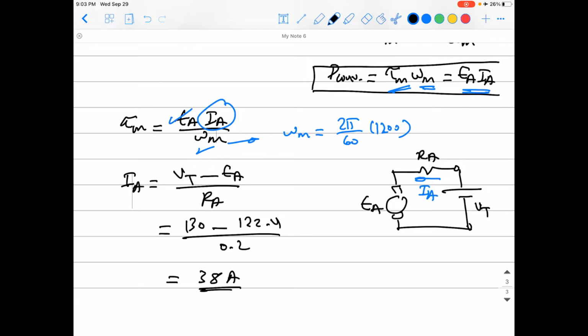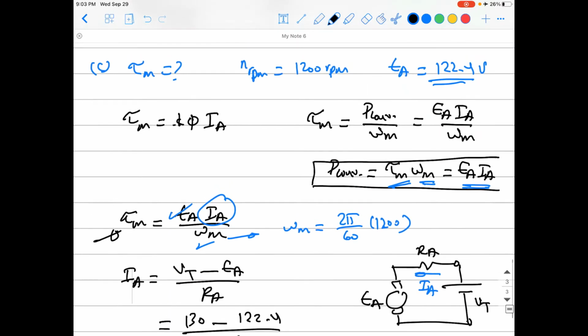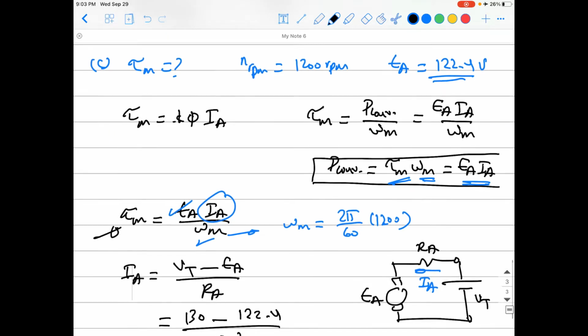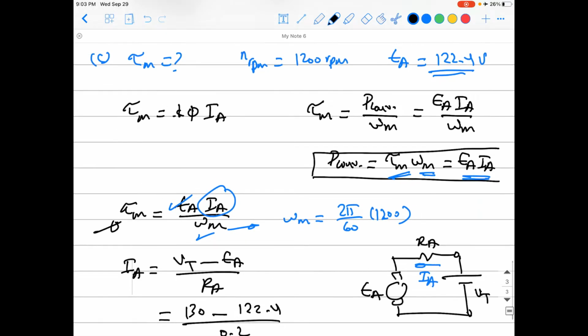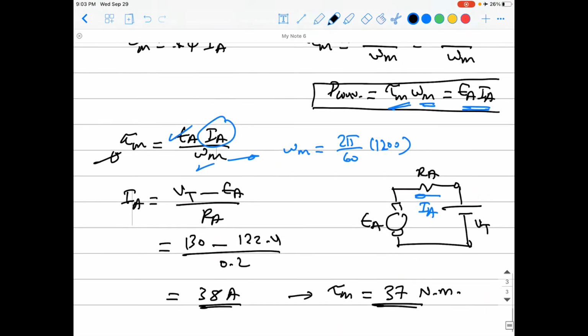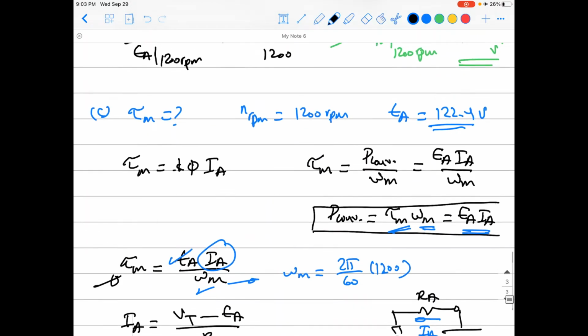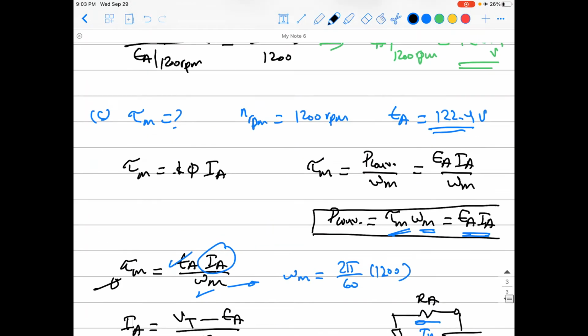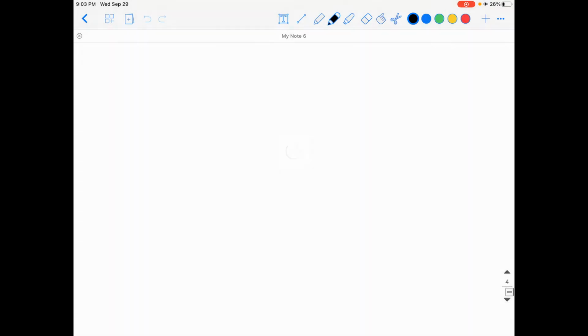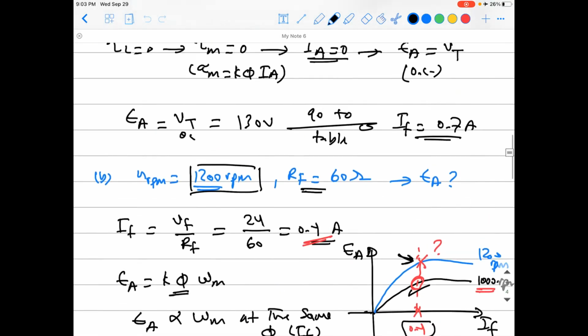So everything is known for the torque equation now, and you can just find the torque here to equal 37 Newton meters. Okay, guys? So that's how you deal with this. You just gather all the equations you had in mind for calculating something, and you just figure out how to find the missing information. Okay, that was number C.